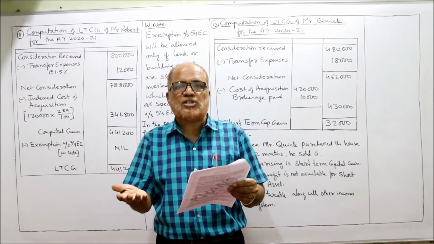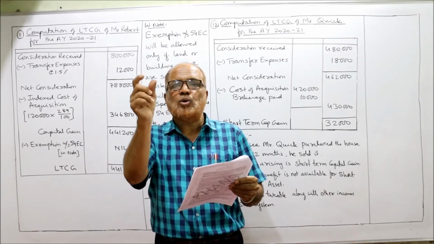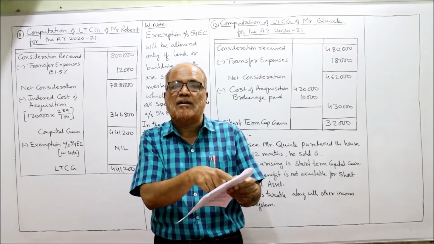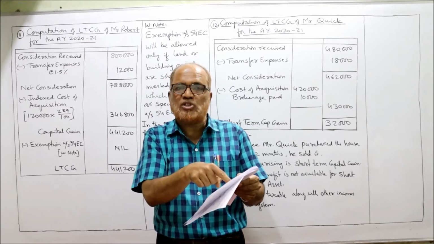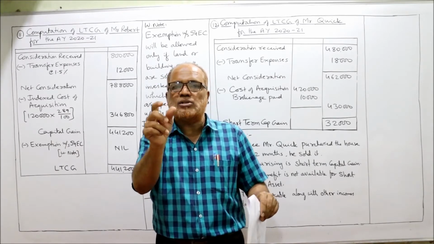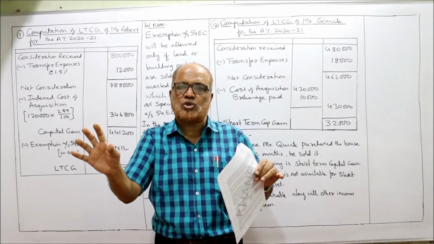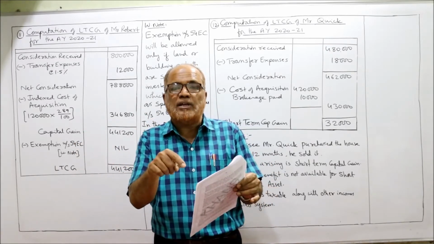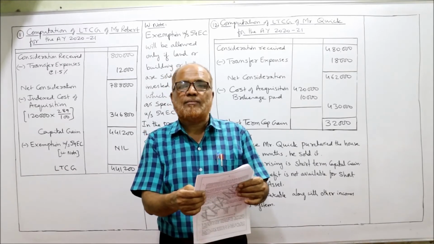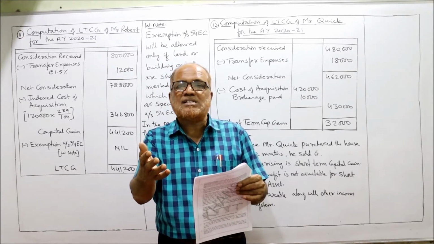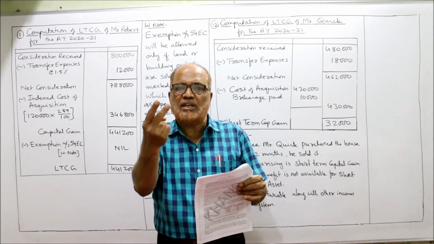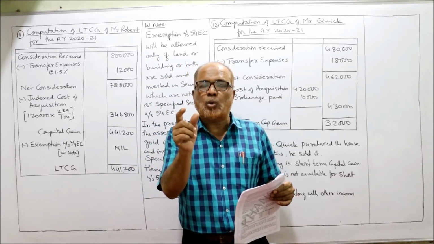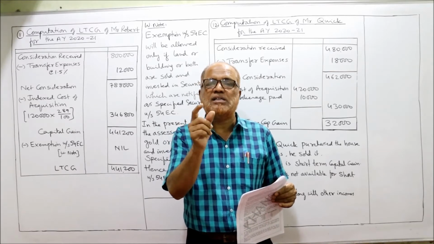Indexed cost of acquisition. The cost of acquisition was 1,20,000, 16 years ago. So we have to make the indexation. 1,20,000 into 289 divided by 100, because it is given in the last line that the index number in the year of purchase was 100. So 1,20,000 into 289 by 100 will give the indexed cost of acquisition. Deduct, we will get the capital gain. Now the new point is, within 2 months after selling the old gold ornaments, he has invested in specified securities under section 54EC.